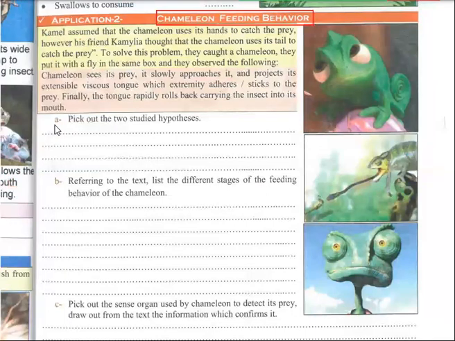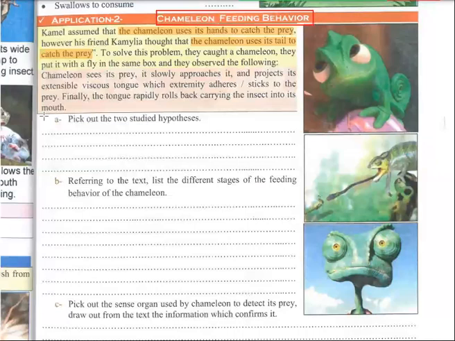Let's first of all pick out the studied hypotheses. What are Camel and Camellia saying about the chameleon's capture tool? These are the hypotheses, and we're not sure which one of them is correct. The chameleon uses its hand to catch the prey. This is Camel's hypothesis. Maybe the chameleon uses its hand to catch the prey. And this is Camellia's hypothesis. Camellia is saying that the chameleon uses its tail to catch the prey.